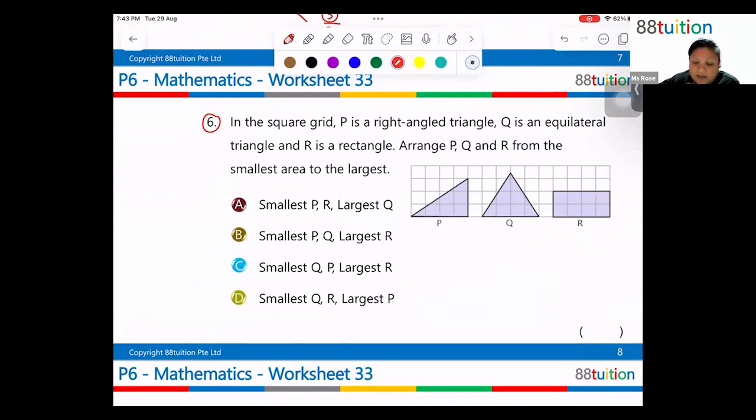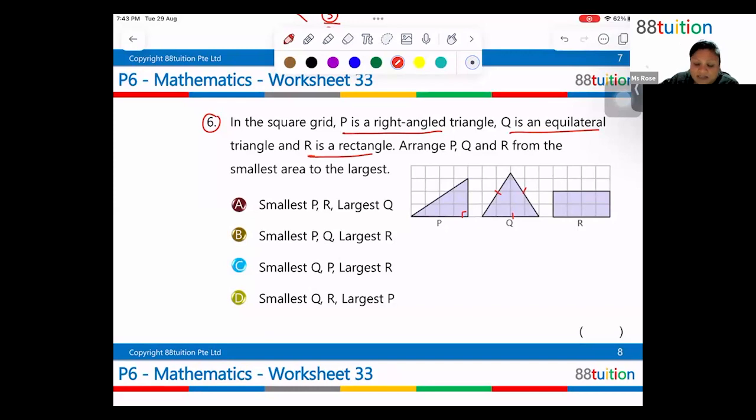Okay, so in the square grid, P is a right angle triangle. Q is an equilateral triangle. So I mark it up, right angle triangle. And R is a rectangle. So R is a rectangle. So you're supposed to arrange the area from the smallest to the greatest.